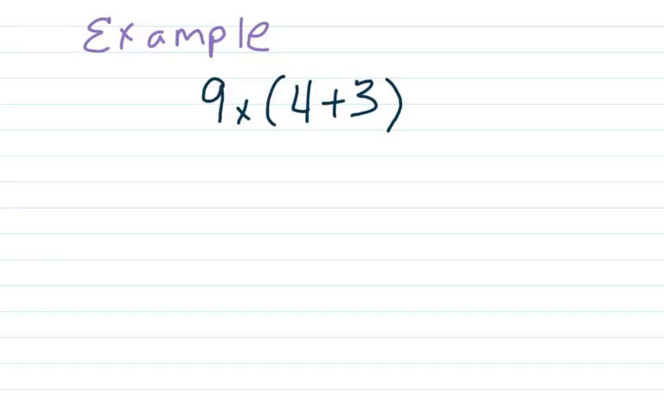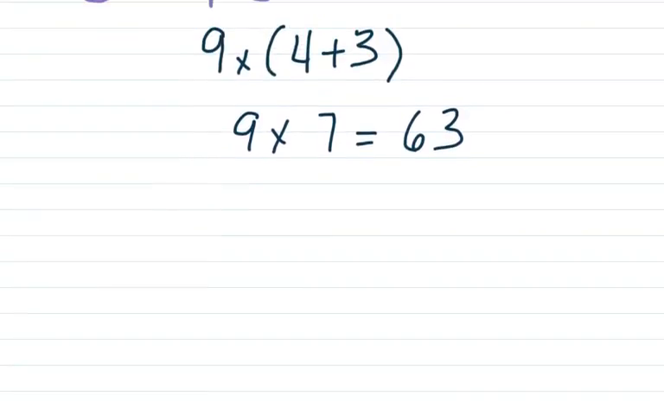Say we have the number sentence 9 times (4 plus 3). Well, anything that we have in parentheses, we want to do that first. So first thing we do is add up 4 plus 3, which is 7. And then you have a simpler number sentence that is 9 times 7. Well, that will give you a product of 63. Well, you have another way that you can do this.